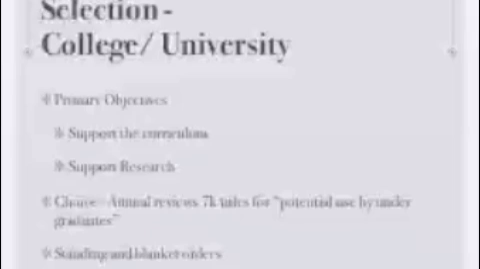Now, colleges and universities, their primary objectives, as we've talked, are to support their curriculum and support research. One of the things they would tend to look at would be Choice, because that is an annual review of 7,000 titles with potential use for undergraduates. And they would tend to use standing and blanket orders to try and get a bulk of their collection and then spend their time infilling those things that don't immediately pop up into those sections.